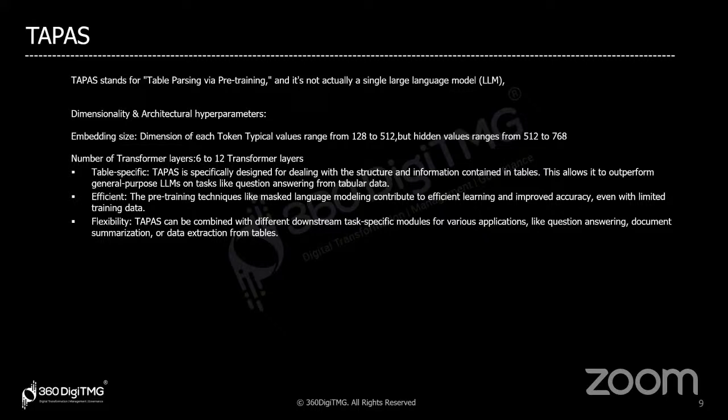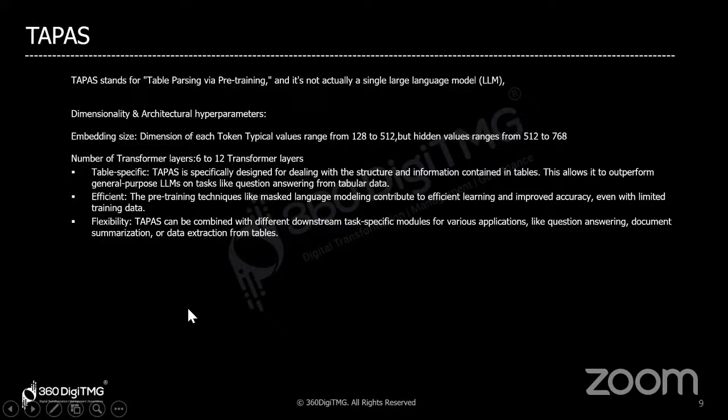Okay. Then there is the number of transformer layers. TAPAS usually includes 6 to 12 transformer layers, which are crucial for capturing complex relationships and dependencies within the tabular data. Okay. So there are table-specific designs.